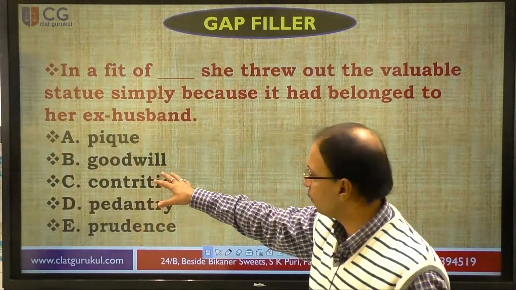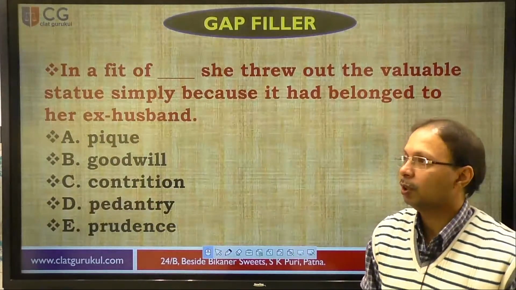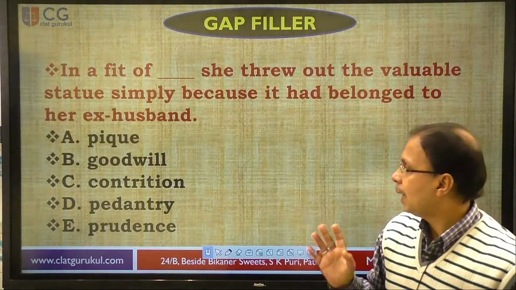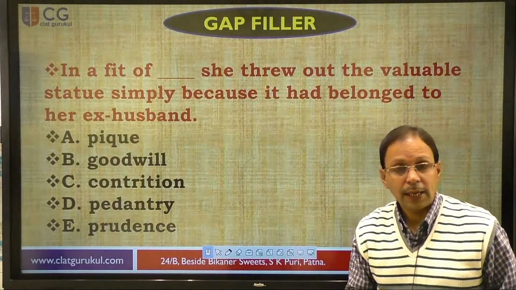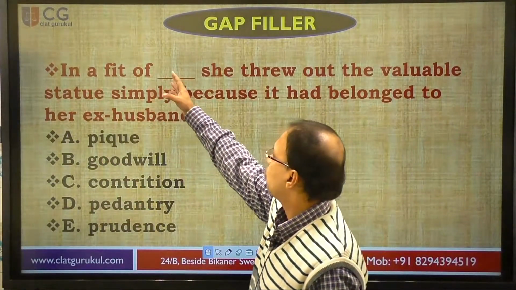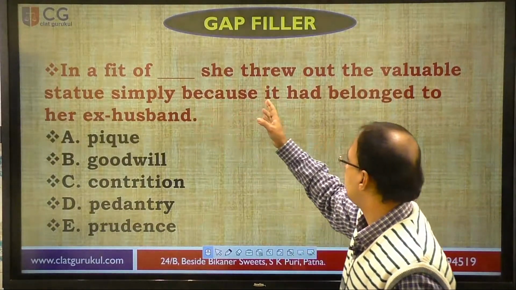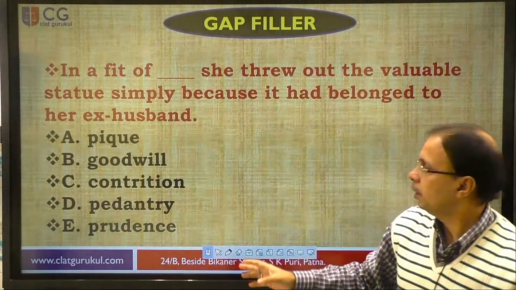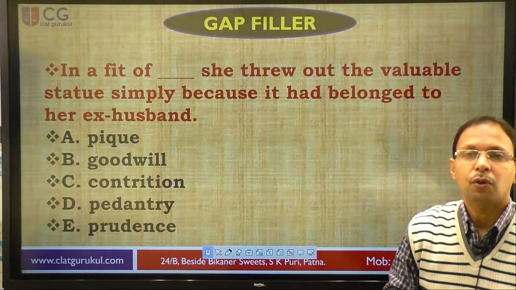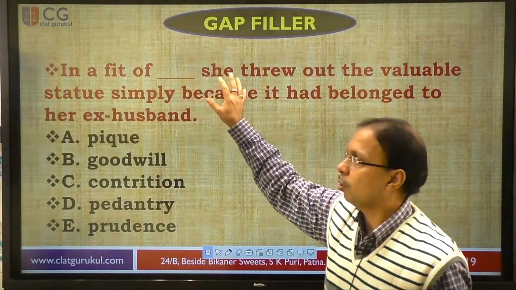Now, any other word you have to find out from this group which means angry or irritation. Right, and that particular word is pique. Pique means irritation or annoyance. So in a fit of pique, she threw out the valuable statue simply because it had belonged to her ex-husband. Okay, here pique means annoyance or irritation, and that is to be placed in this particular slot or blank.